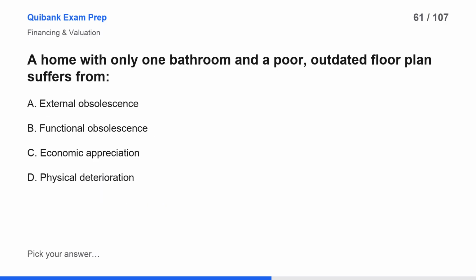Question 61. A home with only one bathroom and a poor, outdated floor plan suffers from A. External obsolescence. B. Functional obsolescence. C. Economic appreciation. D. Physical deterioration.